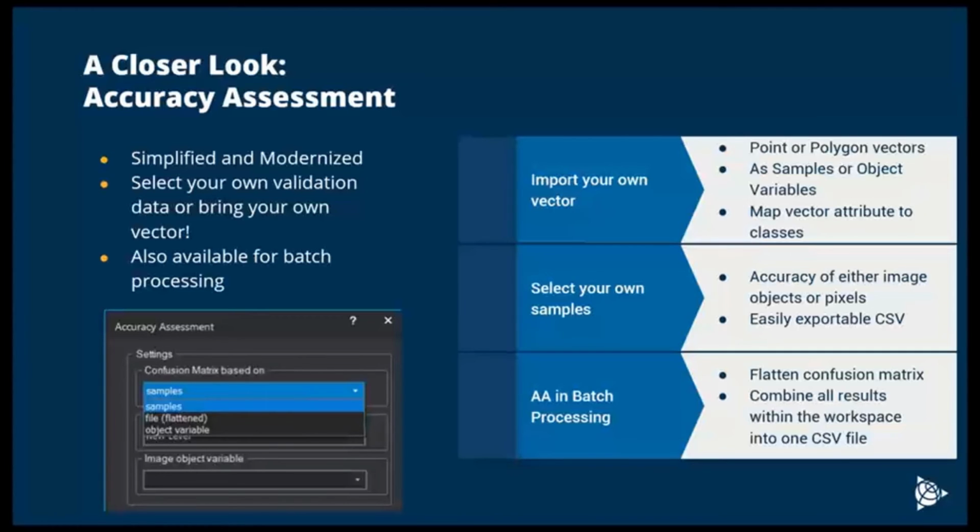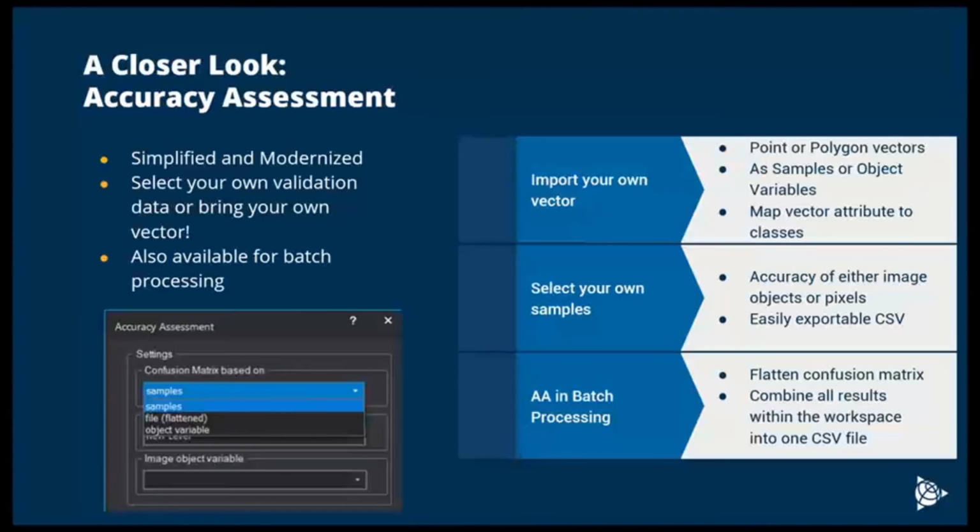But we've improved in a number of ways. First, you can bring your own vectors, whether it be a polygon or point data. You can convert those directly into samples, or my personal better alternative is you can turn it into object variables, kind of just a general variable for image segments. Then you can map these attribute names with your class names, and from there it will automatically generate your accuracy assessment, the confusion matrix at the end. And of course, this is also possible in batch processing.